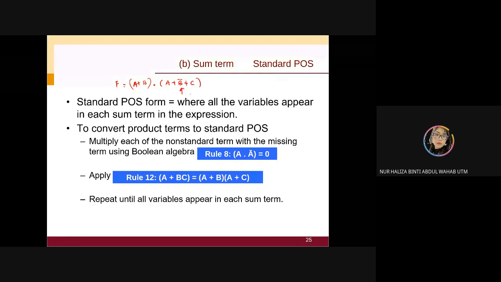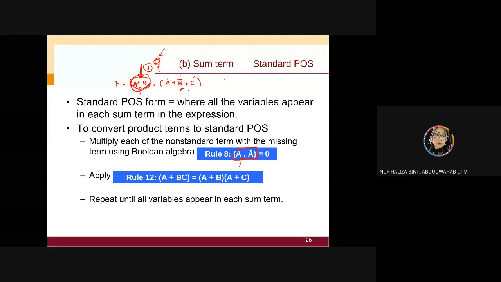So this one is the complete standard version because you have A, B, C. This one is not enough. So you need to add. You cannot multiply because POS is adding, which is sum. So you need to add. If you add 0 with any value, nothing happens, right? So you need to use these rules to make it a 0.